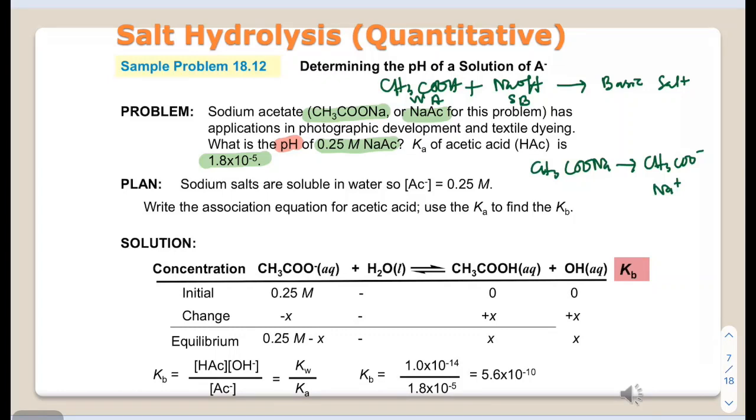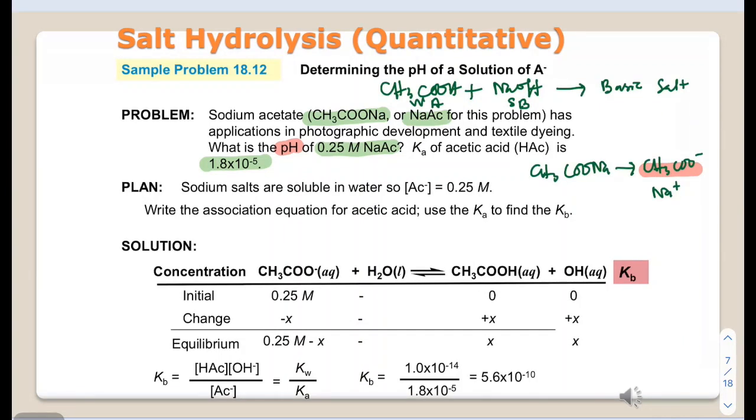We have to identify which one will further hydrolyze. So in this case, CH3COO- will further hydrolyze because it is a strong conjugate base that comes from the weak acid CH3COOH.